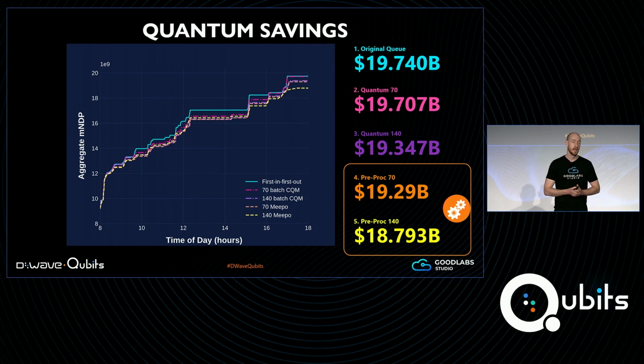Upon analysis of these results, we saw when we submitted more dense and interconnected queues of payments, we see a significant increase. So we devised a pre-processing algorithm to submit a more dense and interconnected network of payments such that D-Wave is doing the heavy lifting and we're making it simpler. With this change, we see an increase of 450 million for a batch size of 70 and 950 million for a batch size of 140.